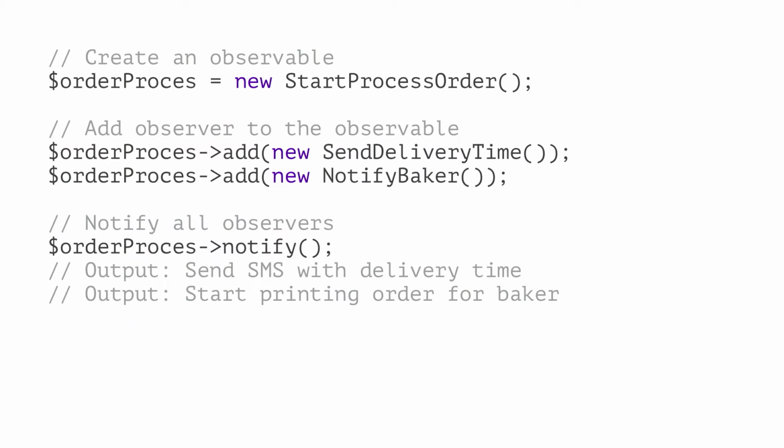So if we put this all together, you get something like this. You have a new action, a new observable, and then we add observers to it, and then we just call notify. And notify is going to loop over all these observers and just call the update method on it, and that's it. And then the observers perform the action based on the current state of the object that we gave it. So the order process object, that's the one that will be passed to that notify method.